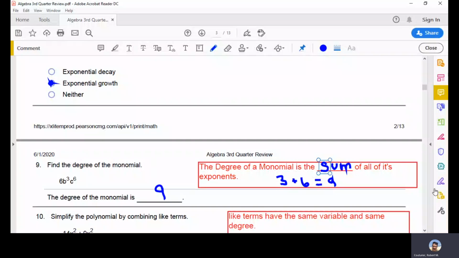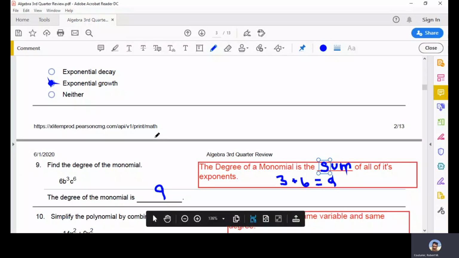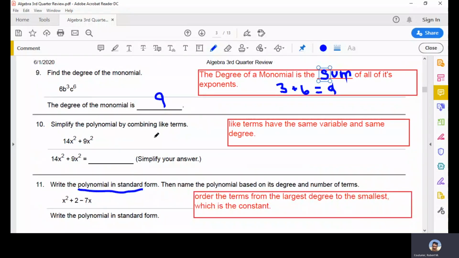Hey everybody, so we left off with question 9 last time. Let's start to go on. We're going to do the next 9 problems in order. This one here, hopefully this is total review. It was just put in here again because of its importance for algebra. It says simplify the polynomial by combining like terms.